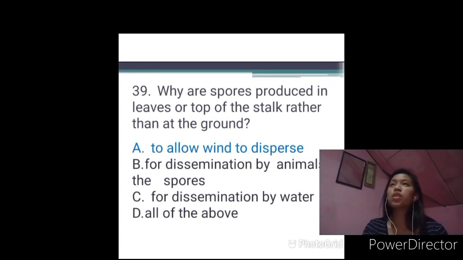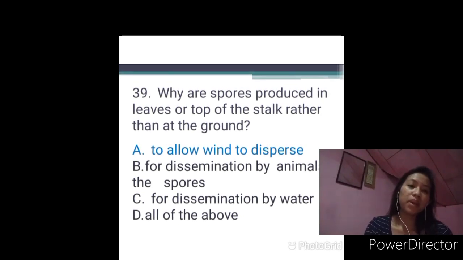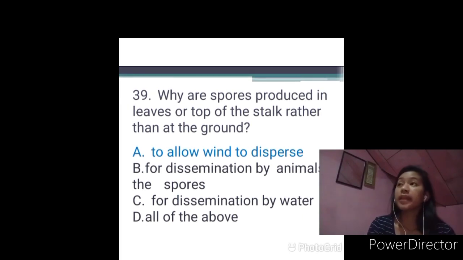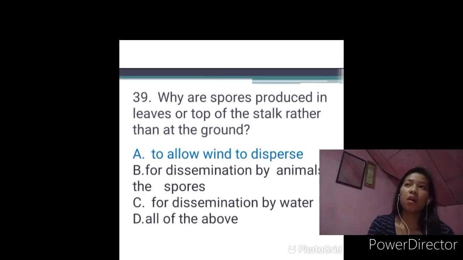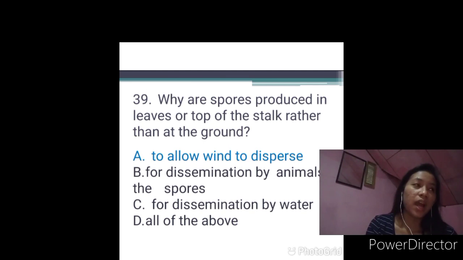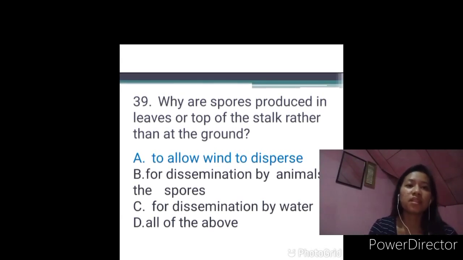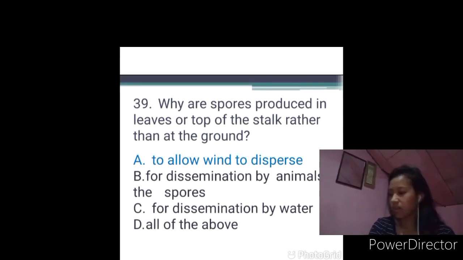Dissemination by water. It couldn't be disseminated by water because there's a part of reproduction in ferns that includes water, but not totally that the water will disseminate the spores in the plants or in the leaves.